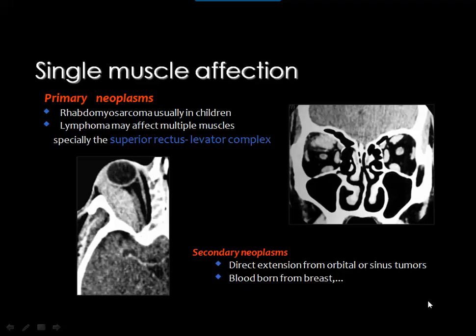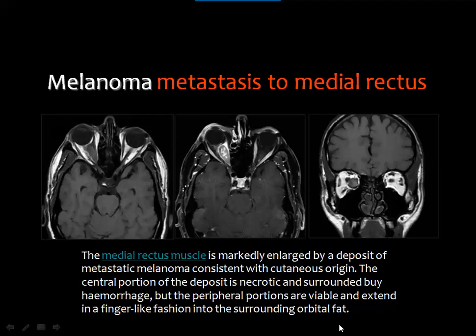And also, this is a good suggestion for you. If you see a single muscle affection, particularly involving the superior rectus levator complex, this is one of the suggesting criteria that the underlying pathology may be lymphoma. Then here is a case of melanoma producing metastasis to the medial rectus muscle.